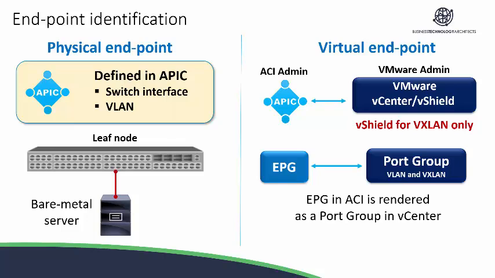So endpoint identification can be a physical endpoint defined in the APIC, with a switch interface, VLAN, and leaf node, such as a bare metal server, or a virtual endpoint where we make a connection to vCenter and the EPG port group gets created and copied down. The virtual machine is tied to the port group, and the EPG is tied to the VMM domain. So each EPG in ACI is rendered as a port group in vCenter.